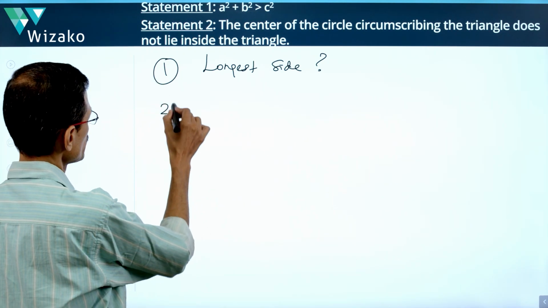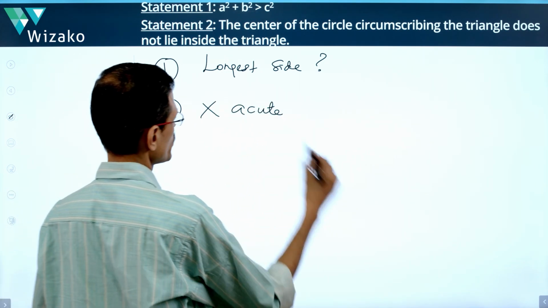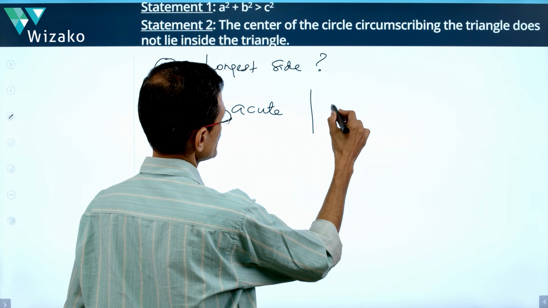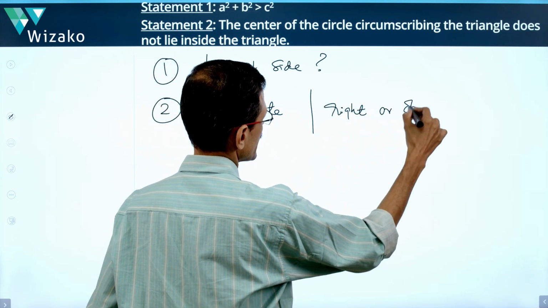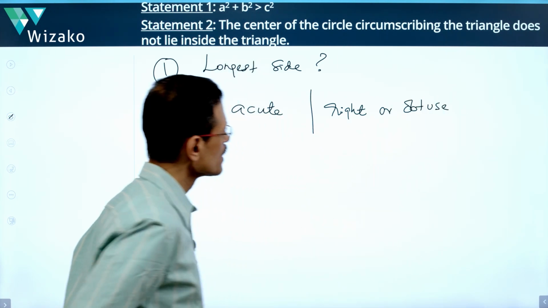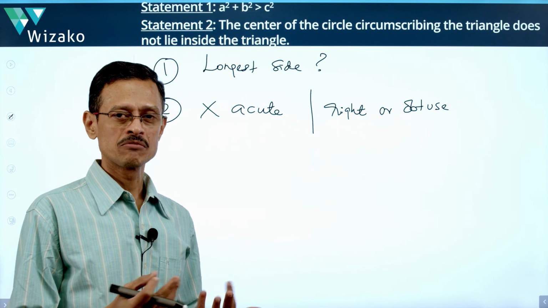Let's take a look at statement 2. Statement 2 has mentioned clearly that the triangle is not an acute triangle. What does it still leave us with? It leaves us with the possibility of the triangle being right or the triangle being an obtuse triangle. Combine the two information. Do we still have anything that's going in our favor? We do not know.